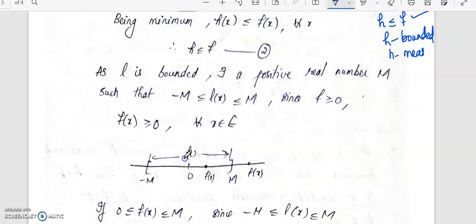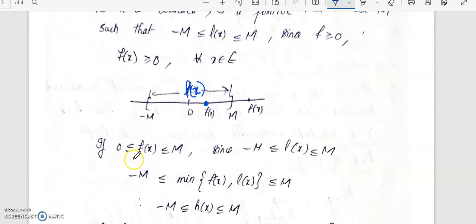So L of x lies between minus m and m, and f of x is greater than or equal to 0. So f of x can lie between 0 and m, or it can lie between m and infinity. So we have two cases. Case one: 0 less than or equal to f of x less than or equal to m, or case two: f of x greater than or equal to m.